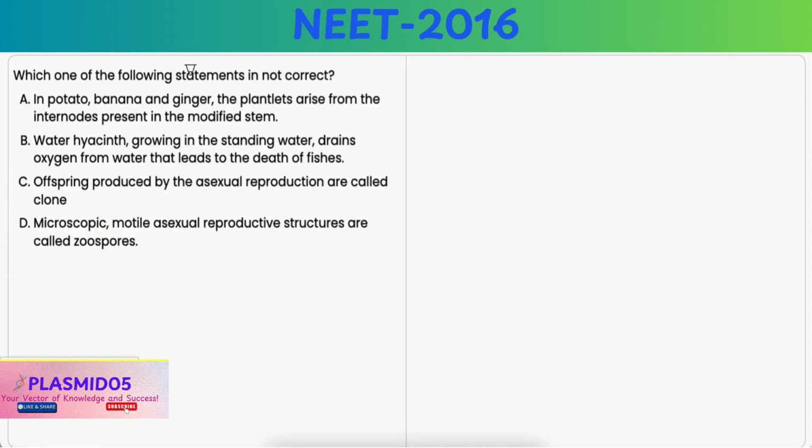In this question, you have to identify the wrong statement. Option A, in potato, banana and ginger, the plantlets arise from the internodes present in the modified stem. Now, this is wrong. In potato, banana, and ginger, the plantlets arise from the nodes and not internodes that are present in the modified stems, whether it's tubers or rhizomes and so on. Hence, it is the correct option.